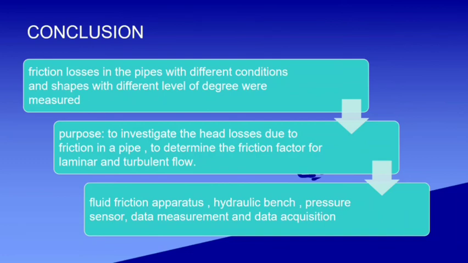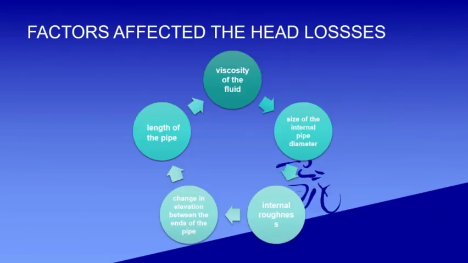Okay, the main purpose of this experiment is to investigate the head losses due to friction in a pipe to determine the friction factor for laminar and turbulent flow. In this experiment, we use fluid friction apparatus, hydraulic bench, pressure sensor, data measurement, and data acquisition. Factors that affect the head losses.